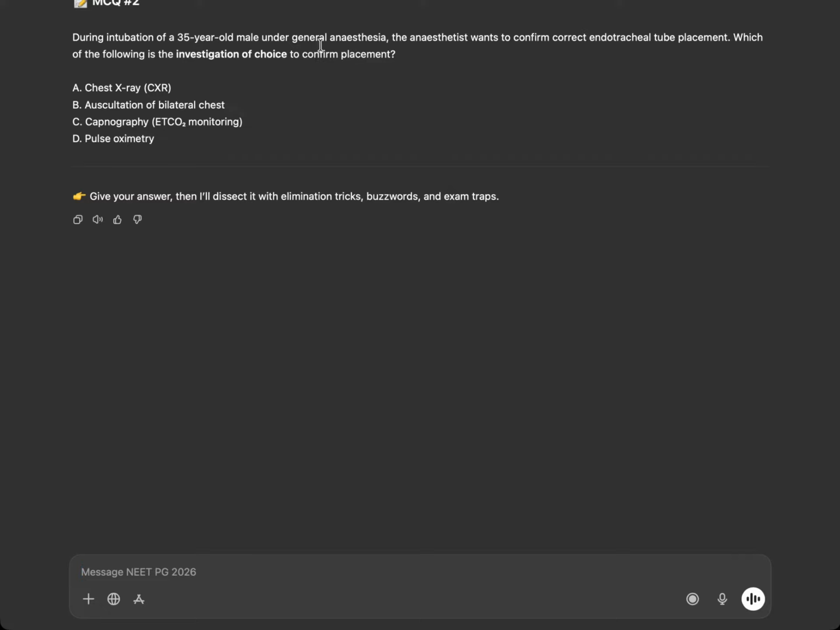Intubation of a 35-year-old male under general anesthesia. The anesthetist wants to confirm correct endotracheal tube placement. Which of the following is the investigation of choice to confirm placement? ETCO2. See, whenever they ask for the investigation of choice, it is always capnography. Only if capnography is not there in the options, go for chest X-ray.